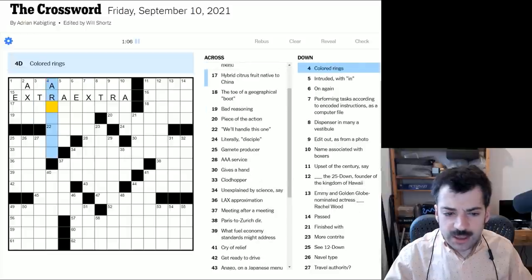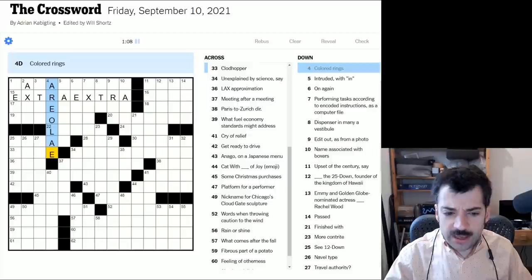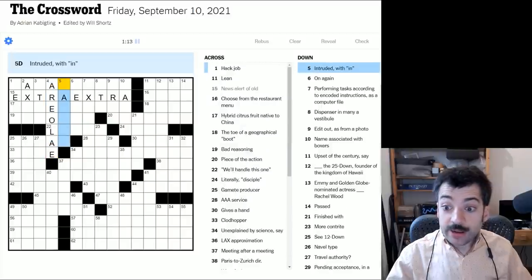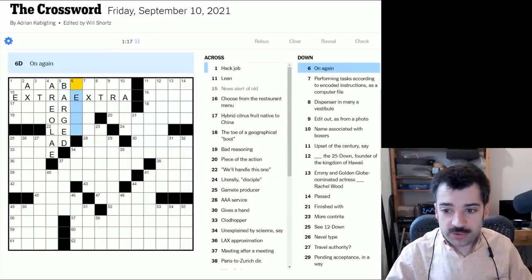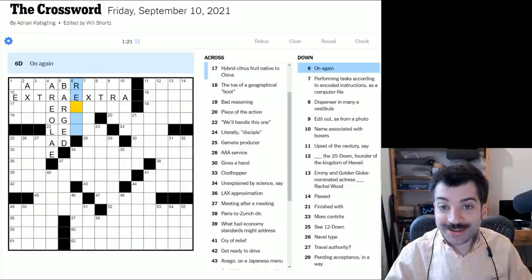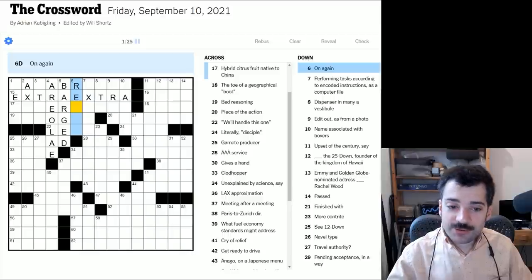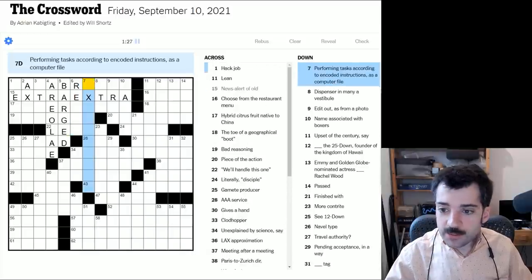Colored rings. Areola? Areole? Maybe. Let's try it and keep looking around. Intruded within. Could be barged. Barged in. Intruded. On again. Re-something. Classic again. If there's an E or an R in the first two letters, you can often insert the other one. Perform tasks according to encoded instructions as a computer file.